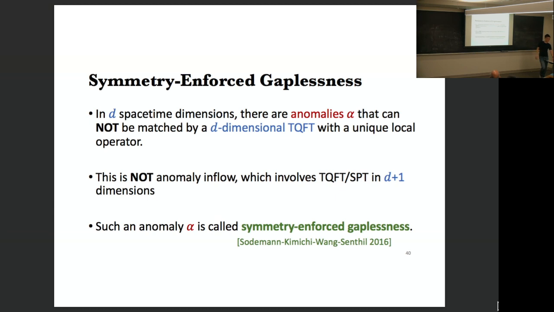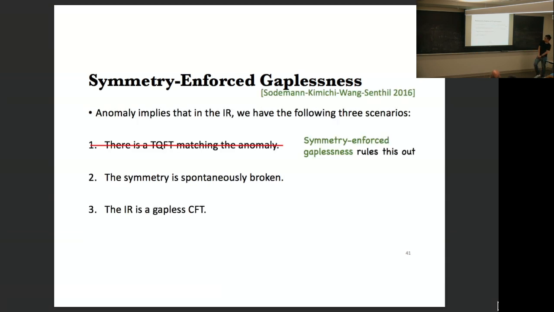However, in other space-time dimensions, there are some other interesting anomalies that cannot be carried by a TQFT of the same space-time dimension. Then we should pay our attention to those anomalies and try to see if there's any possible bound one can derive. So this is what I was just saying, that such an anomaly that cannot be matched by a TQFT is usually called symmetry-enforced gaplessness. For general anomalies, there are three scenarios in the low energy. First, that there's a TQFT with a unique local operator matching the anomaly. Second is that symmetry is spontaneously broken, or third is a gapless CFT. And for an anomaly that cannot be matched by a TQFT, the first option is gone.